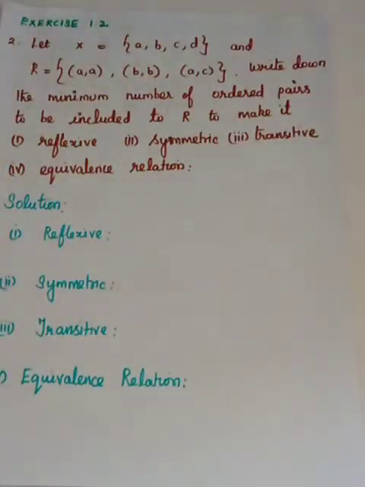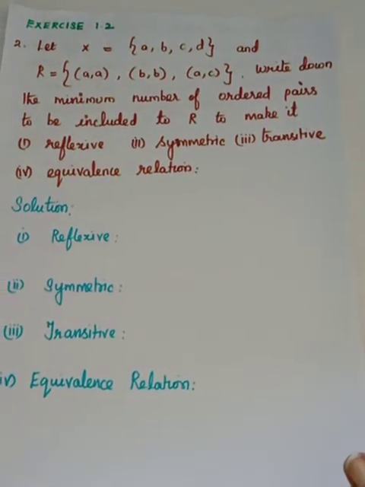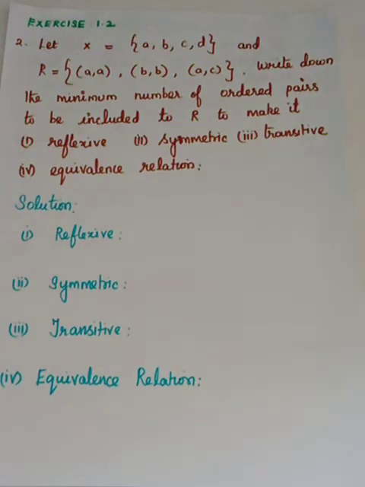Okay, so we have learned the concepts. Now we are going to do the problems. So exercise 1.2, problem number 2. Okay, so let X be a set having the elements a, b, c, d, and they have given the relation. What is the relation? R is a set having the ordered pairs a comma a, b comma b, and a comma c. Okay, so one set is given and the relation is given.